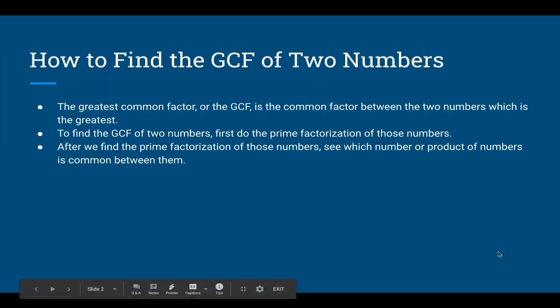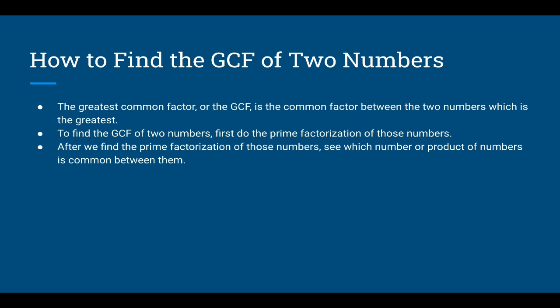Let's quickly talk about how to find the GCF and LCM of two numbers. How about we talk about how to find the GCF first? The greatest common factor, or the GCF, is the common factor between the two numbers, which is the greatest.